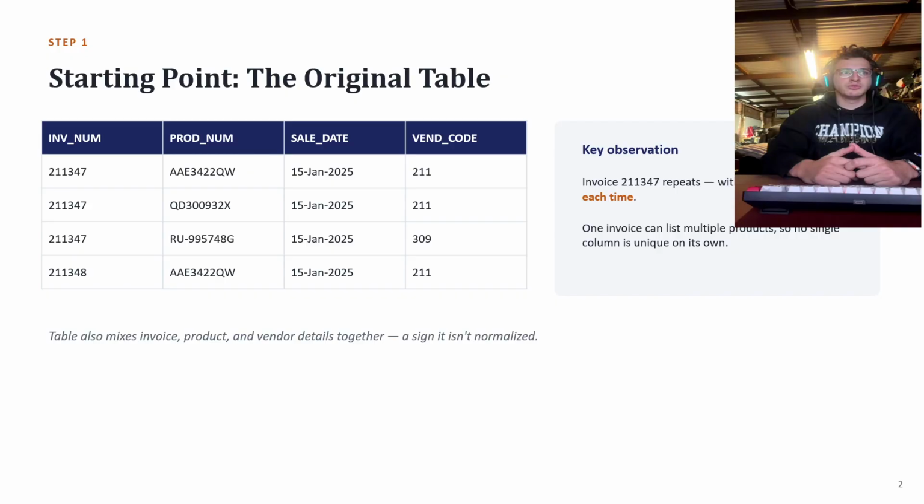Looking at the sample data, I noticed that the number 211347 appears 3 times, each with a different product number. That told me a single invoice can contain multiple products, so no single column can uniquely identify a row on its own.